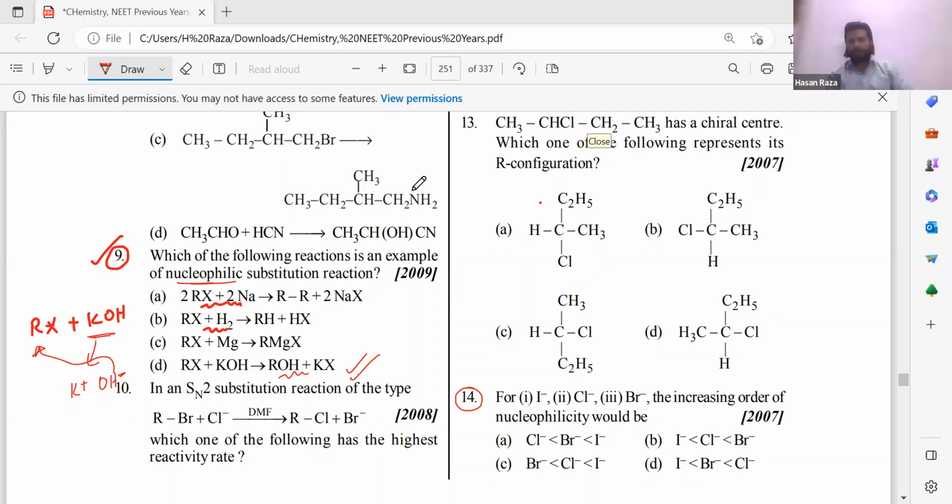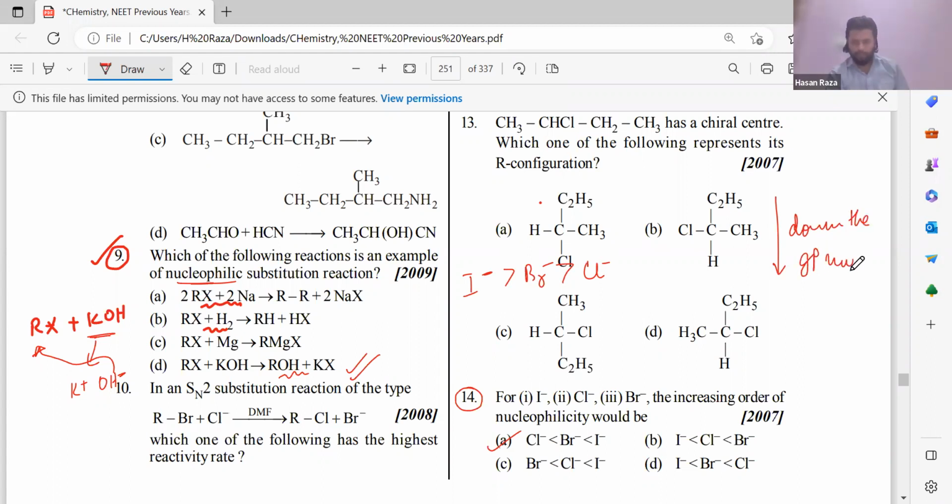C is the wrong answer. A is the correct answer. Best leaving group, you can see I minus, then Br minus and Cl minus. Or you can go down the group.